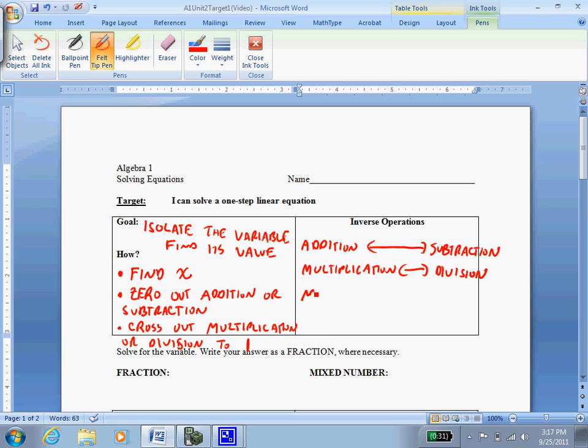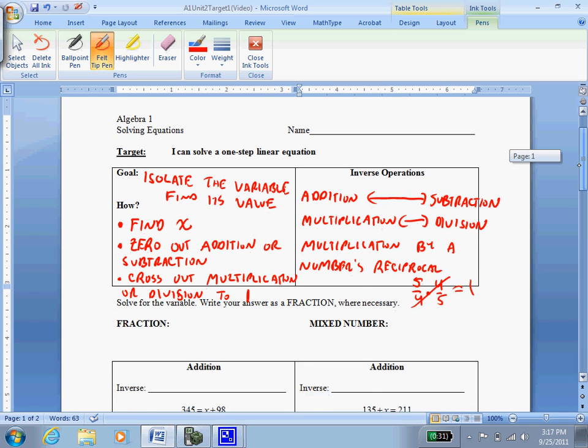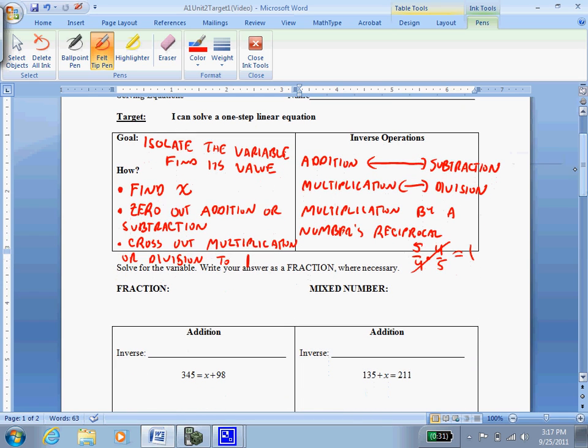And the other thing that'll give you 1 is multiplication by a number's reciprocal. So if you did 5/4 times 4/5, well, those would just cross each other out. That would just give you 1 as well. So that's our goal. If we're adding or subtracting something to x, we want that to zero out. And if we're multiplying or dividing, we want to get it to cross out and equal 1. So let's start doing some problems.